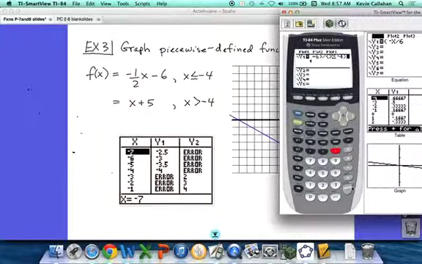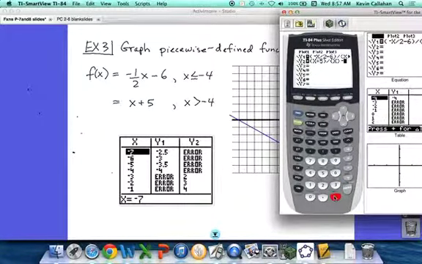Then you go down to the next line, right? In parentheses, x plus 5. That's easy. End parentheses, divide. And now we want to say x is greater than negative 4. X, second math, test menu. Greater is number 3, and negative 4. And now we hit the graph.